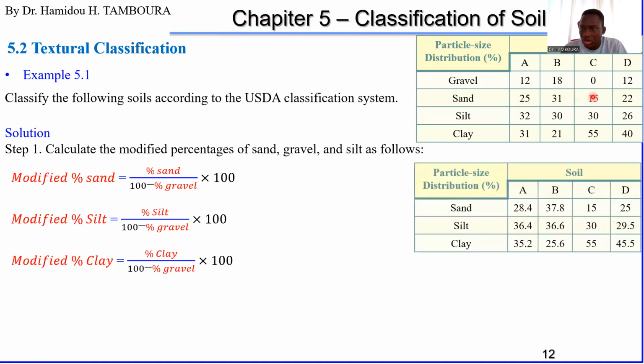As you can see for soil C, nothing changes, okay? 15, 30, and 55. D, it changes. 22 becomes 25. 26 becomes 29.5. 40 becomes 45.5. Okay. So, and then you use these percentages for each soil. You use the chart from the previous slide. I'm not going to do that. I hope you can do it on your own now.